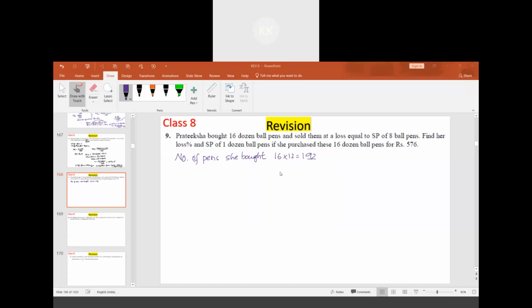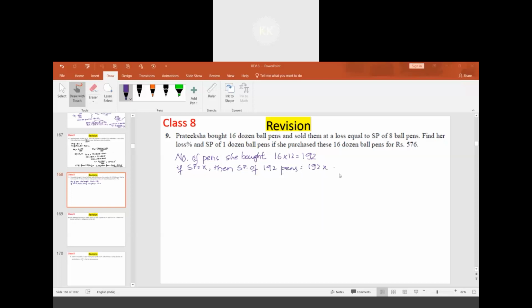We don't know the selling price of pens. Suppose I consider the selling price of one ball pen as rupees x. For 192 ball pens, the selling price will become 192x. If SP is taken as x, then SP of 192 pens will be equal to 192x.